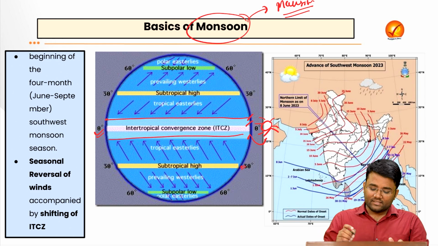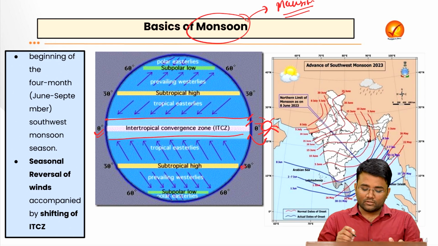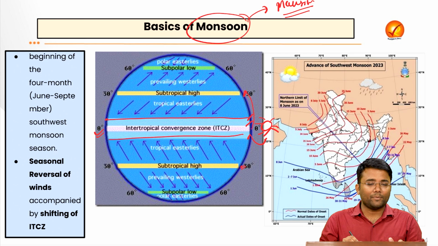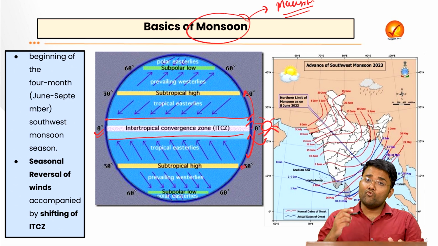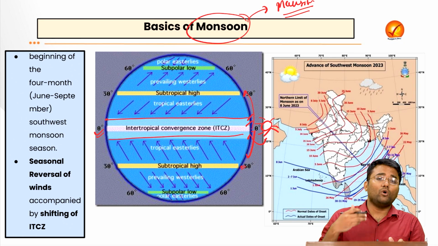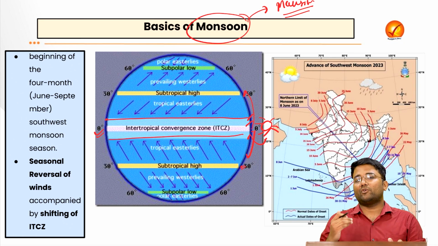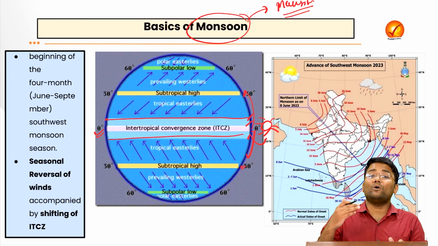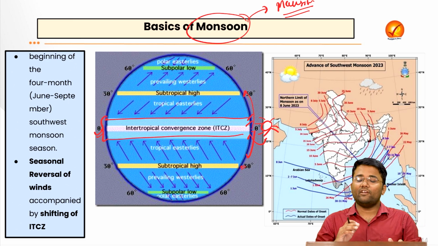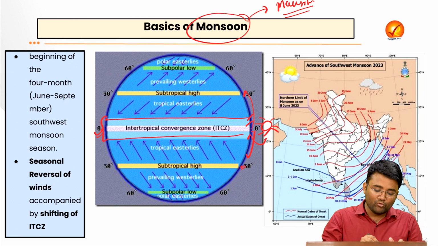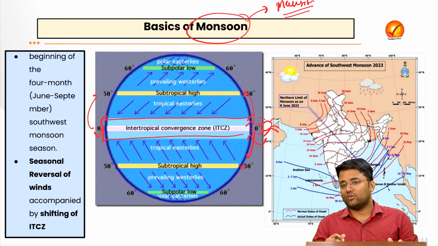But what happens? The sun is not a static body. It is not limited to the equator for the whole duration. Rather, it moves from the equator towards the Tropic of Cancer as well as towards the Tropic of Capricorn. With the apparent movement of the sun from the equator towards the Tropic of Cancer or the Tropic of Capricorn, the ITCZ also shifts. So this ITCZ is also not a static zone. Rather, with the apparent movement of the sun, it also moves towards the Tropic of Cancer or Capricorn.